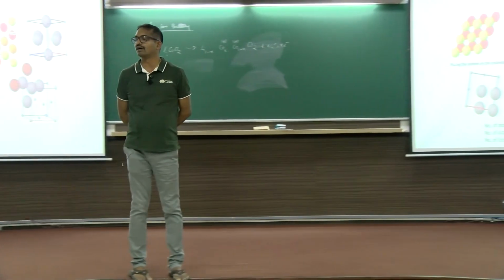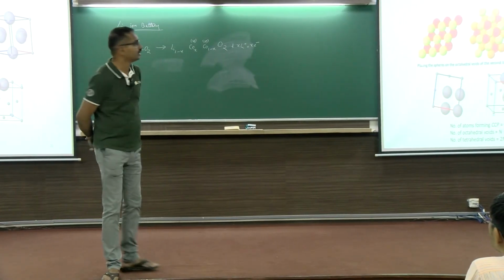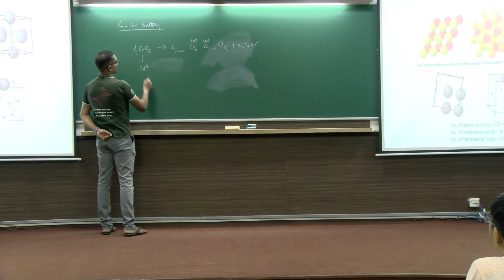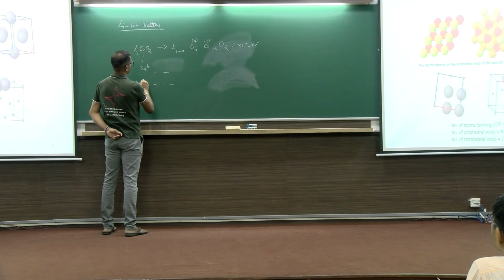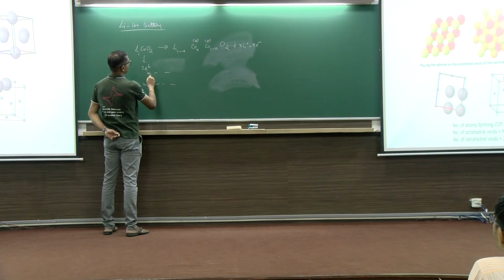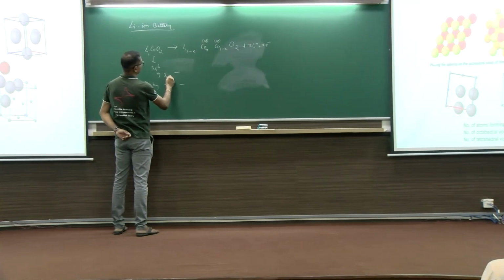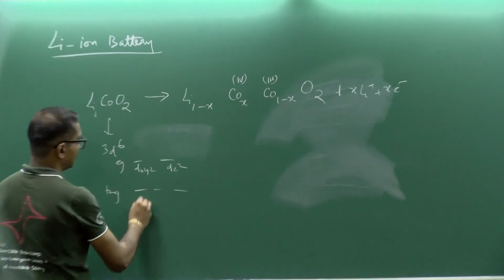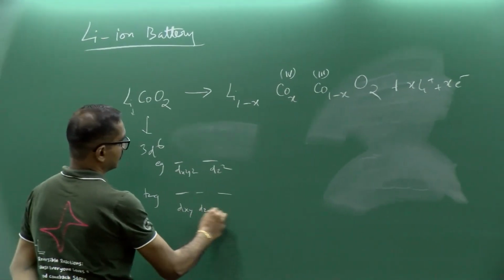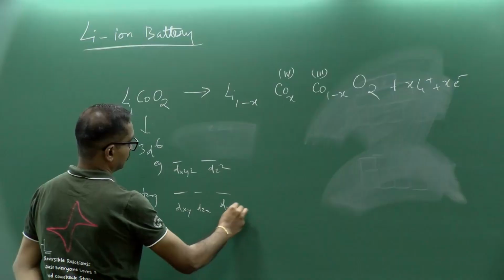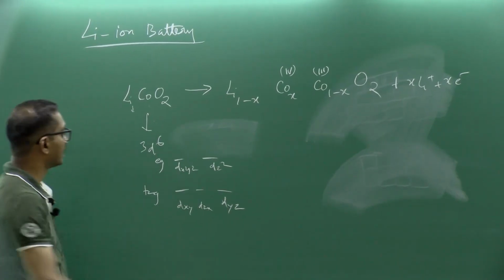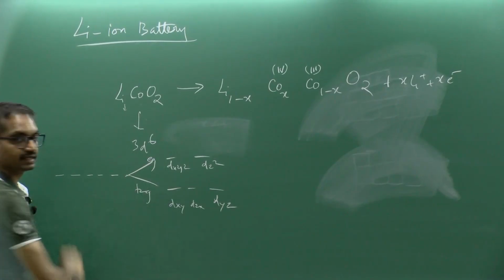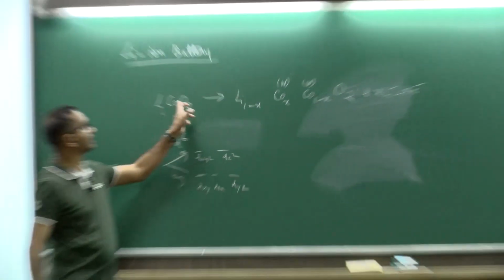So, this is going to have a 3d6, that means you will have a t2g set of orbitals and an eg set of orbitals. What is the eg set of orbitals? dx squared minus y squared and dz squared, which are axial orbitals. These are all interaxial orbitals. So, it will split like this, otherwise the d orbitals would have been like this, but now they have split because of the ligand environment here.